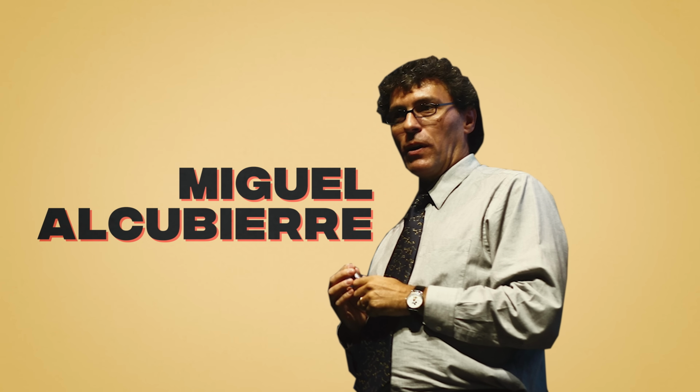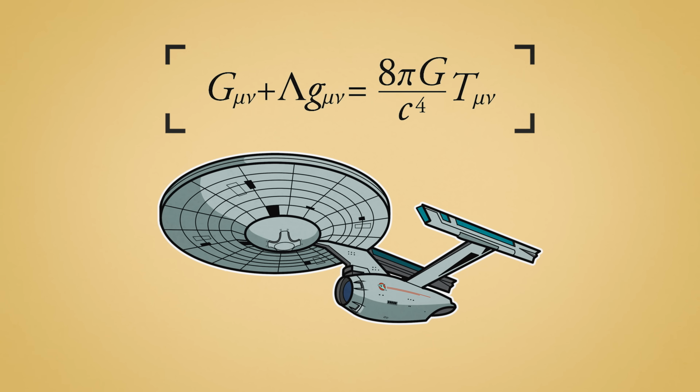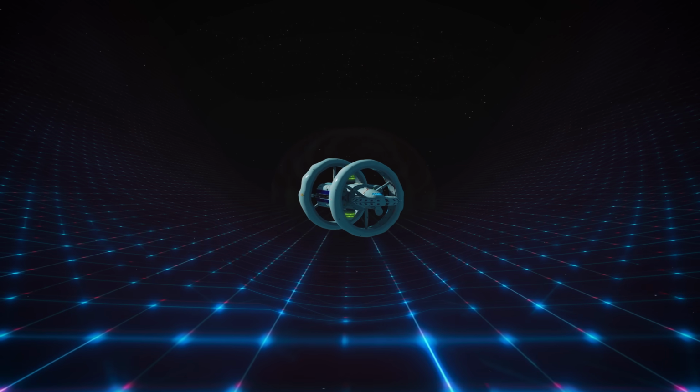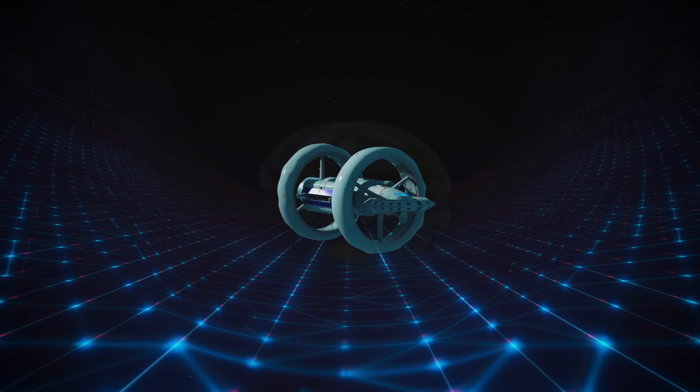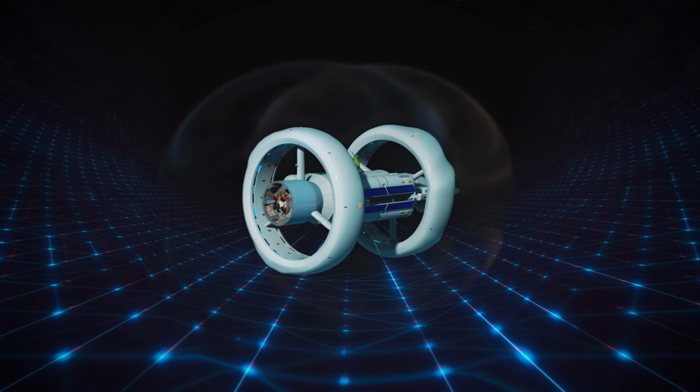But in 1994, Mexican physicist Miguel Alcubierre proposed a solution to the shortcoming in Einstein's field equation that uses a similar approach to the Star Trek warp drive. He suggested that faster than light travel is possible only if the energy density requirement around the spaceship is lower than that of vacuum energy, that is, negative energy density.